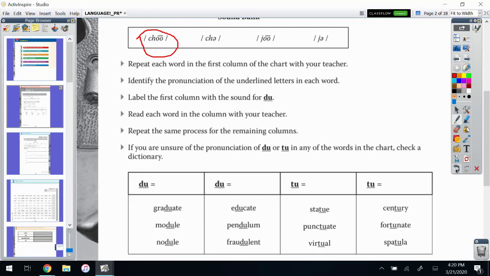And our last column. The TU letters. Century, fortunate, spatula. Is it chew, cha, ju, or ja? Century. That's right. It has a schwa. So you're going to put this right here.